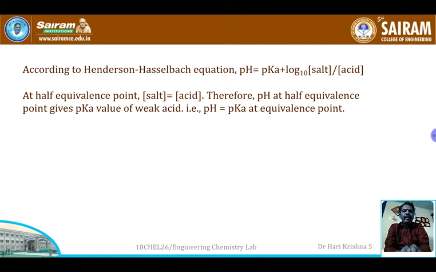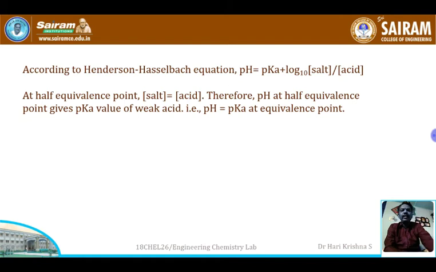Here we are going to take acetic acid in the beaker, and in the burette we take NaOH. We are going to dip two electrodes: the indicator electrode, that is the glass electrode, and the calomel electrode, the reference electrode. We are going to add NaOH in increments of 0.5 ml. For every 0.5 ml addition, we measure the pH. The pH will slowly increase.